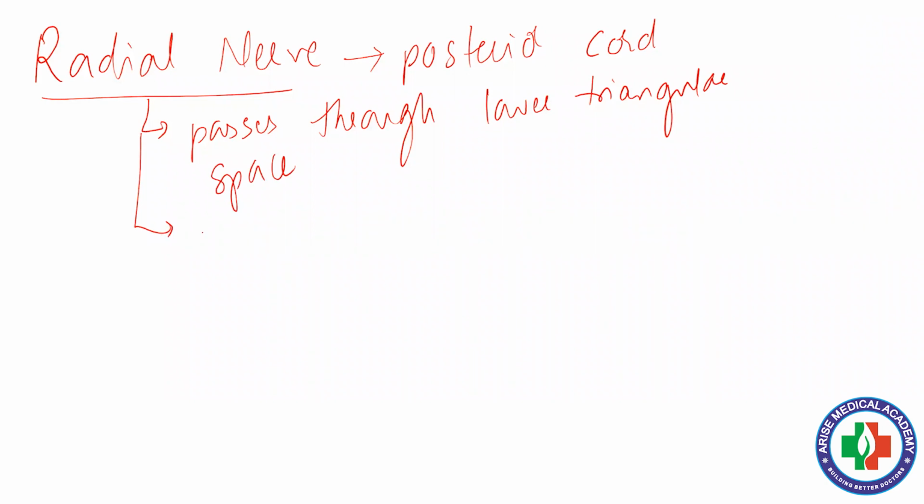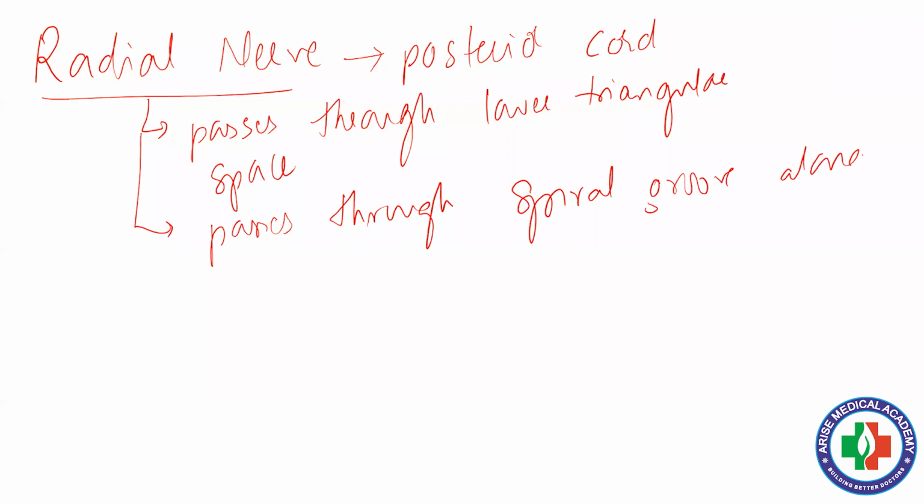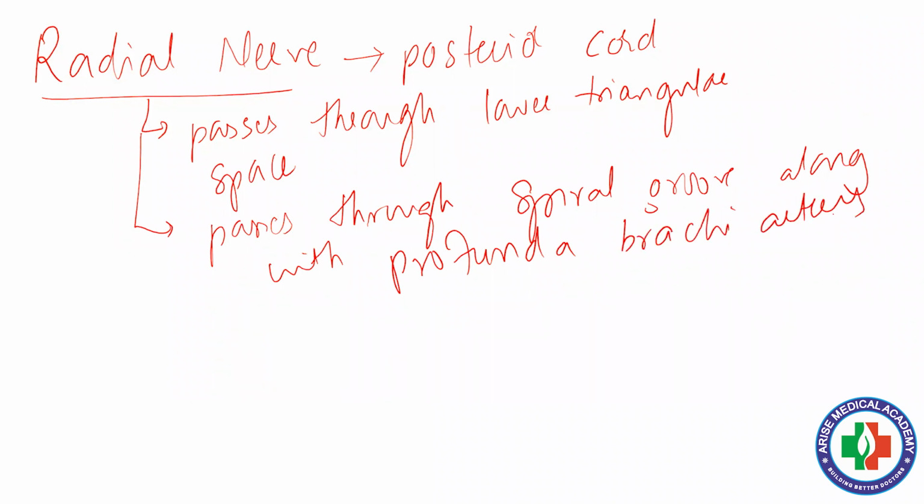Then it goes through the spiral groove. I'm just talking about the course before I go into details about it. The spiral groove, along with the profunda brachii artery. Profunda brachii artery, also called the deep brachii artery.